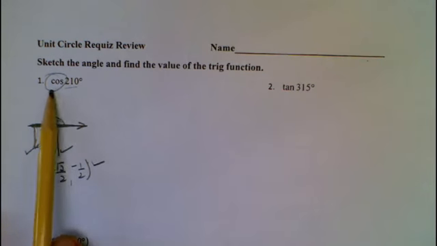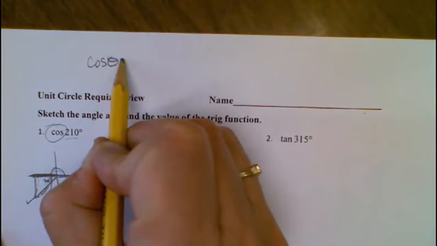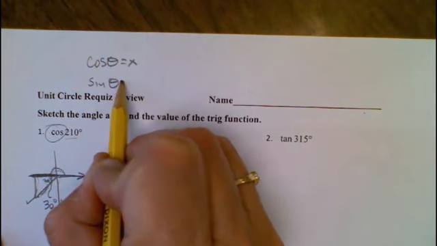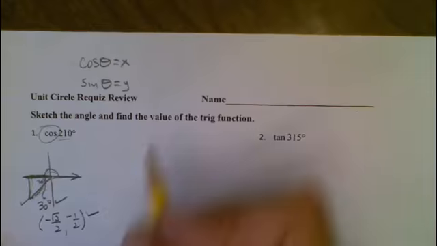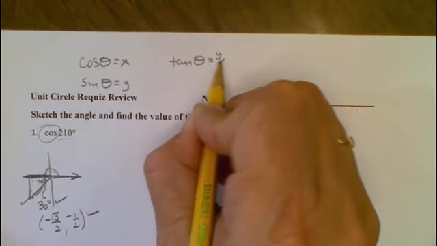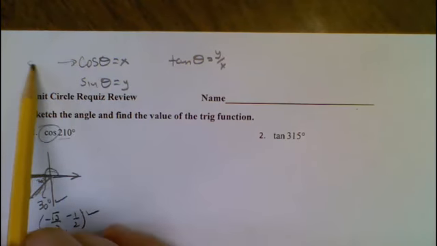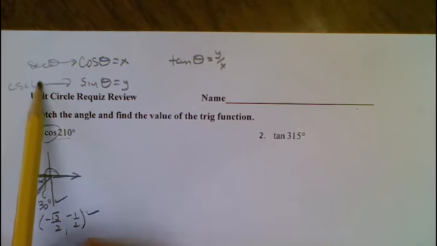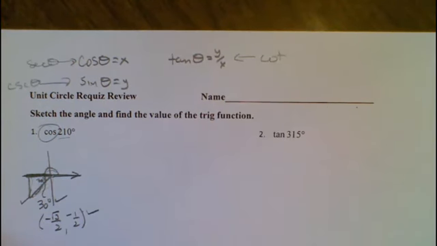Now the question says, what's the cosine? So you need to know the cosine on the unit circle of the angle is just the x value. The sine is the y value because the radius is 1 on the unit circle. Tangent is opposite over adjacent, so it's going to be y over x. And then you need to know the reciprocals. The secant is the reciprocal of the cosine. The cosecant is the reciprocal of the sine. And the cotangent is the reciprocal of the tangent.